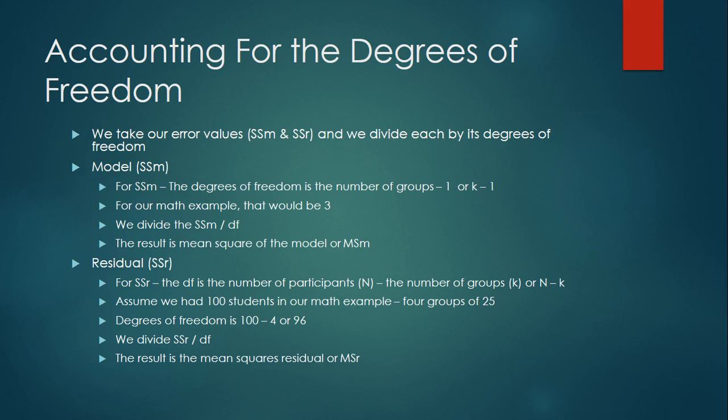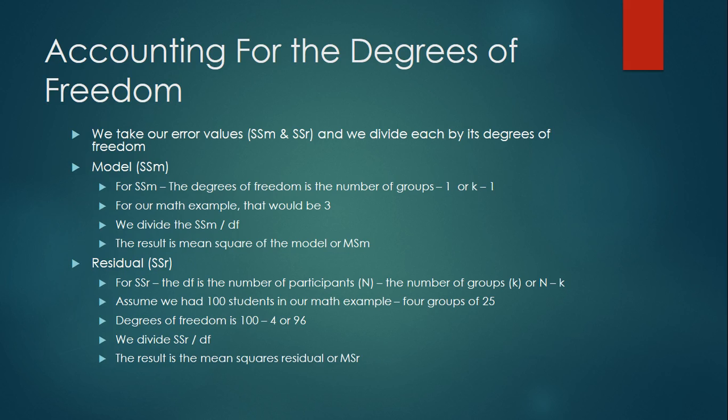In a very similar way, we do the exact same thing with the residual. We figure out the degrees of freedom for the residual, and we divide SSR by that number of degrees of freedom. The degrees of freedom is the number of participants in our experiment minus the number of groups. And there's a ton of literature if you want to look at why these things are the way they are, but at this point in time, I'm going to ask you to trust me that they are the way they are. Anyway, moving on.